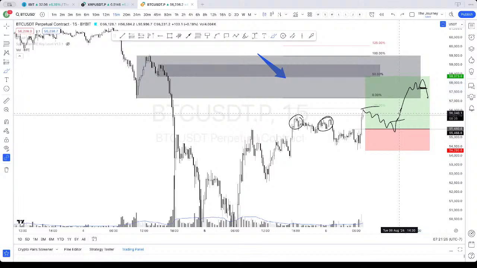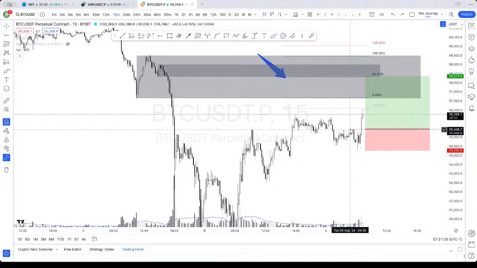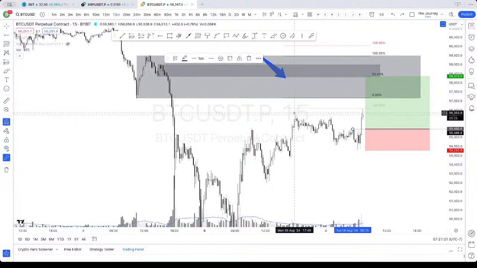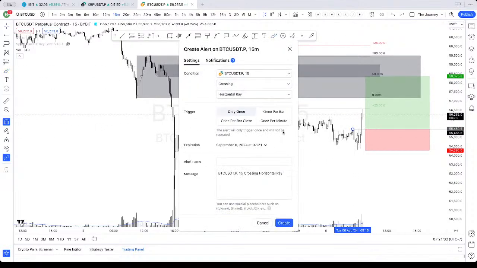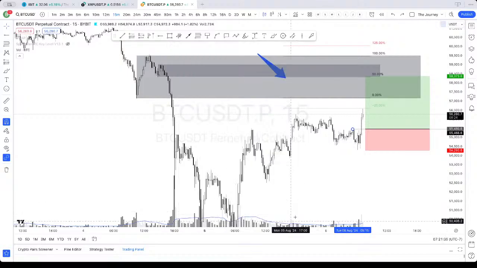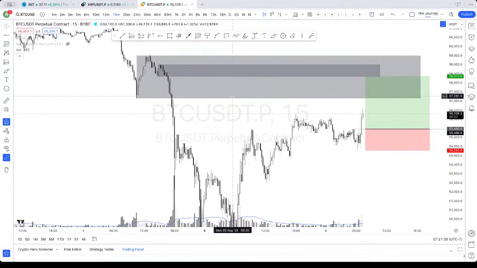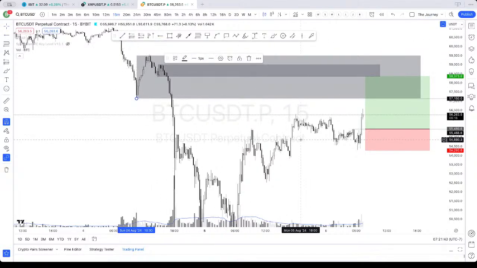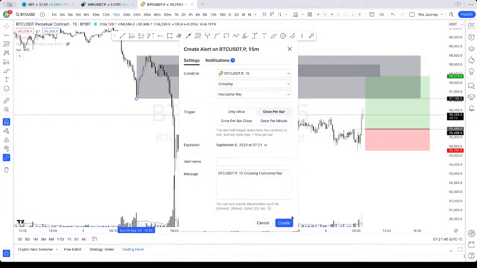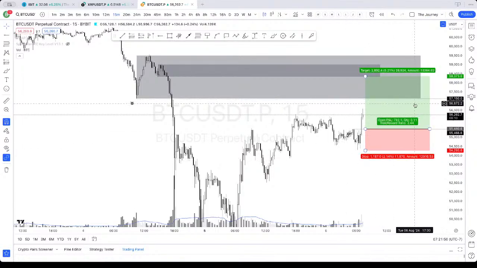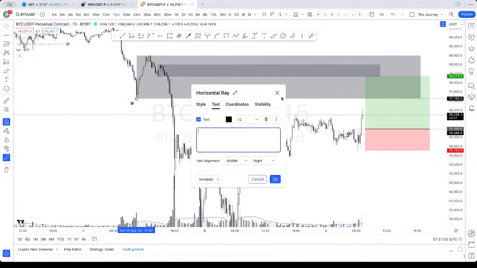All right, so that's one thing I want to talk about directly here. First thing I'm going to do about this is set an alert at 55,480. Let's get that there so we don't miss that. Let's get this little fib off of here, that's messing this up. And then I'm going to put a horizontal ray at 57,150, and create an alert there as well, once per bar. Actually, I'm going to put a name on this alert.